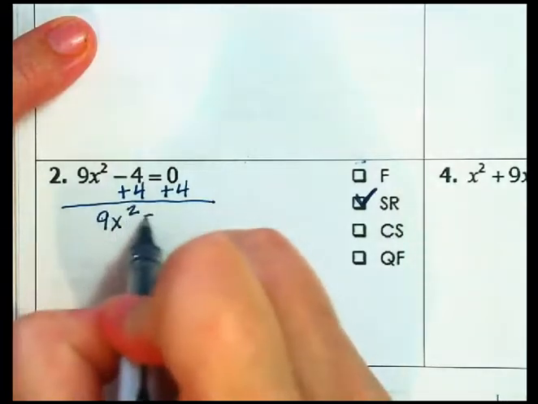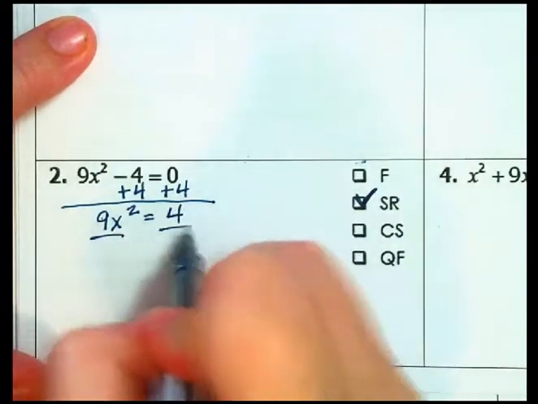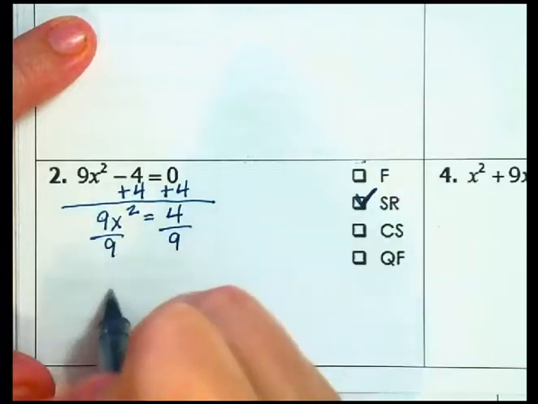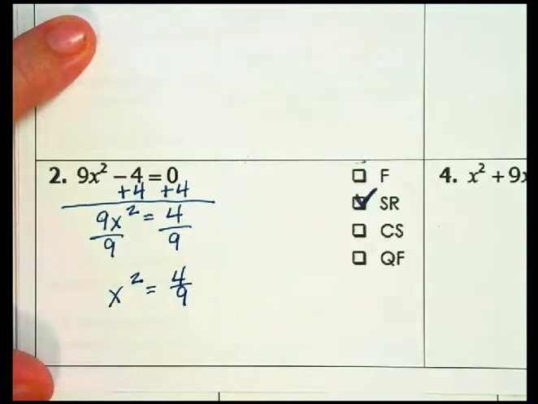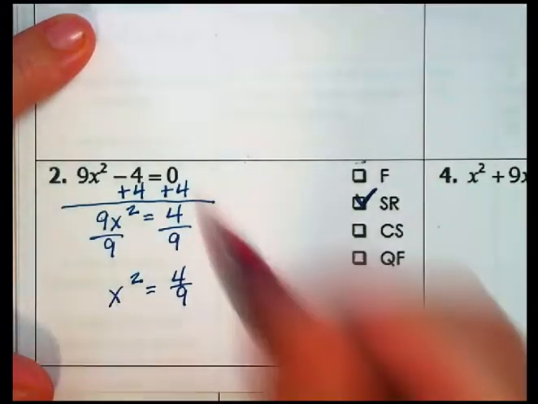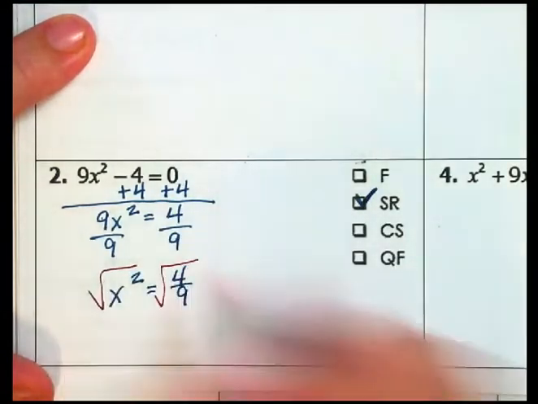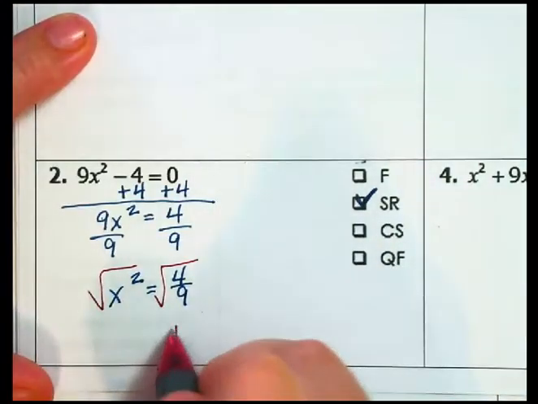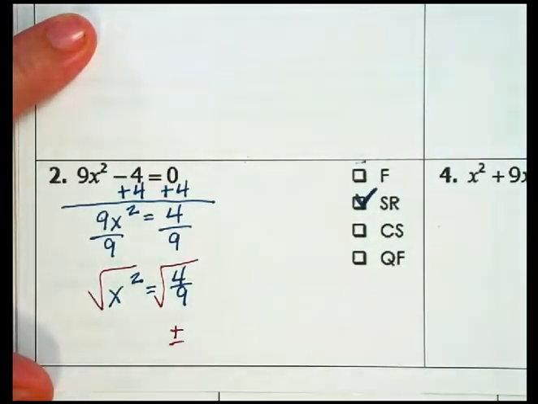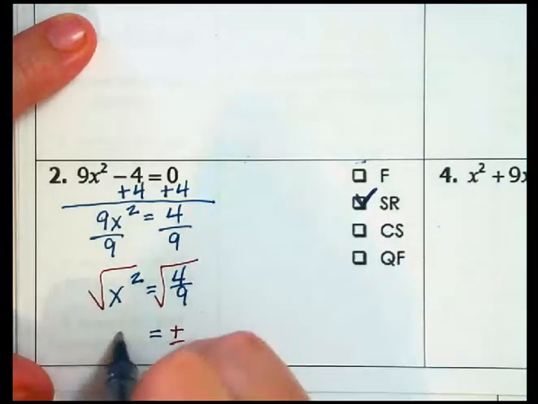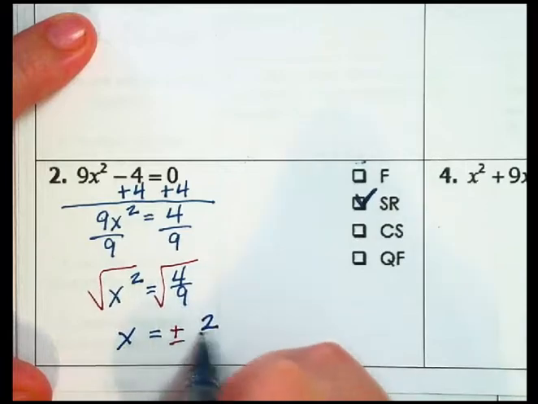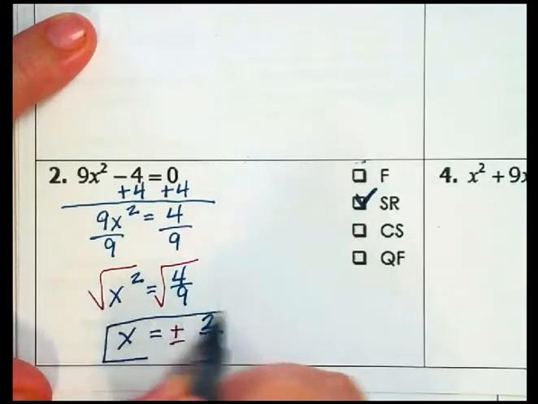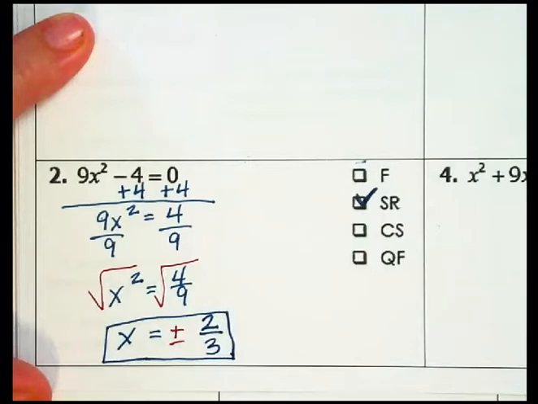9x squared equals 4. Divide by the a value. X squared equals 4 over 9. And then what we're going to do is square root both sides. And so remember that the square root is going to give us a plus or minus. The square root of 4 is 2. The square root of 9 is 3. And I'm finished. So I found the one for the square root method really easy.